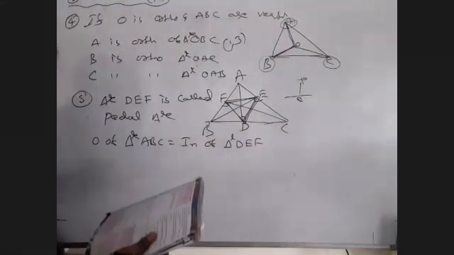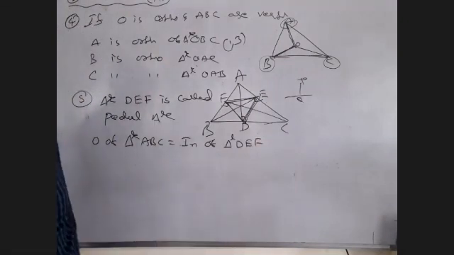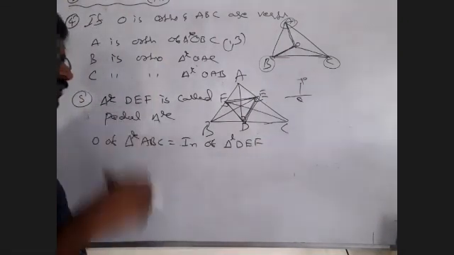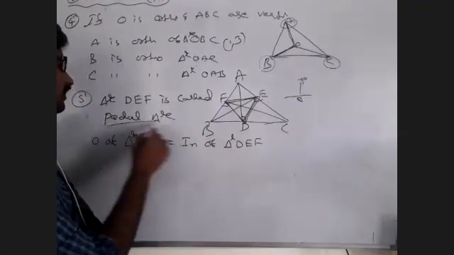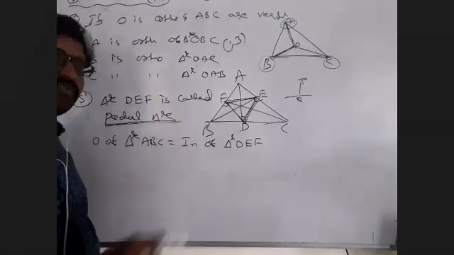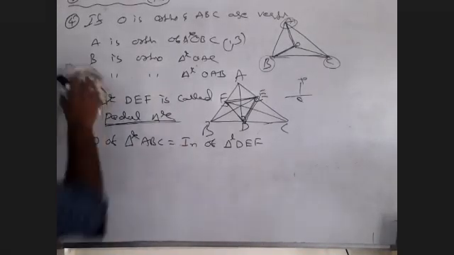So this is the last point. Orthocenter of triangle ABC is equal to incenter of triangle DEF, where DEF is called pedal triangle, meaning formed by the feet of the perpendiculars. Okay?